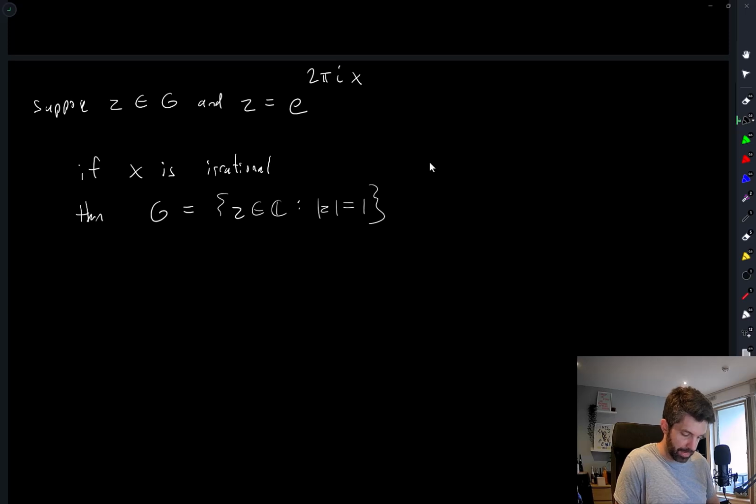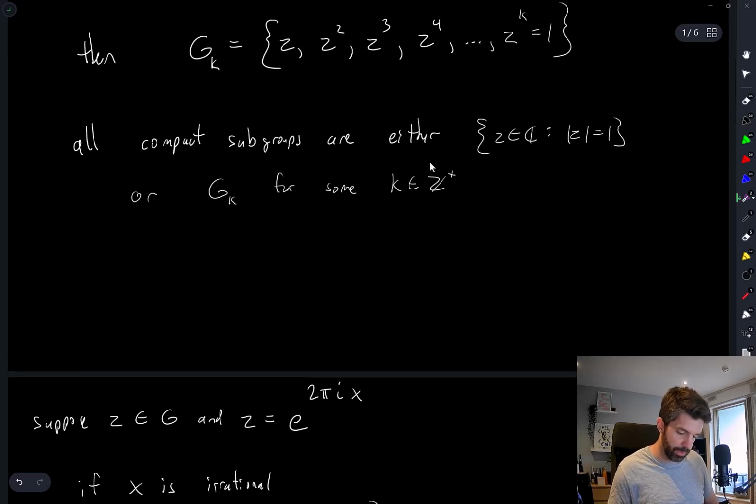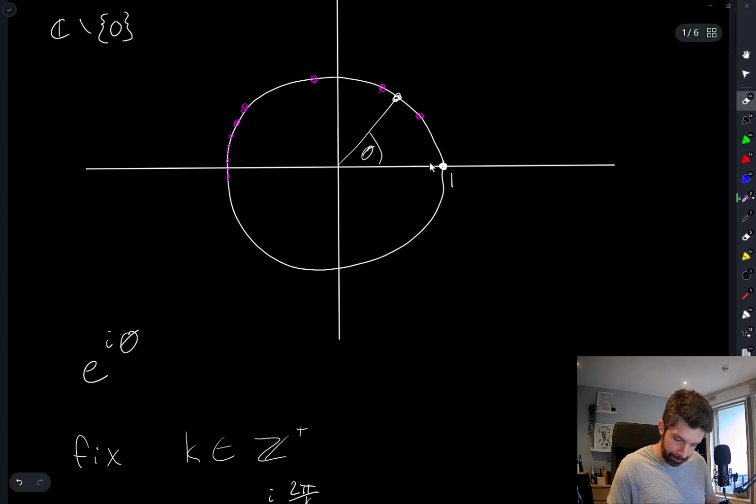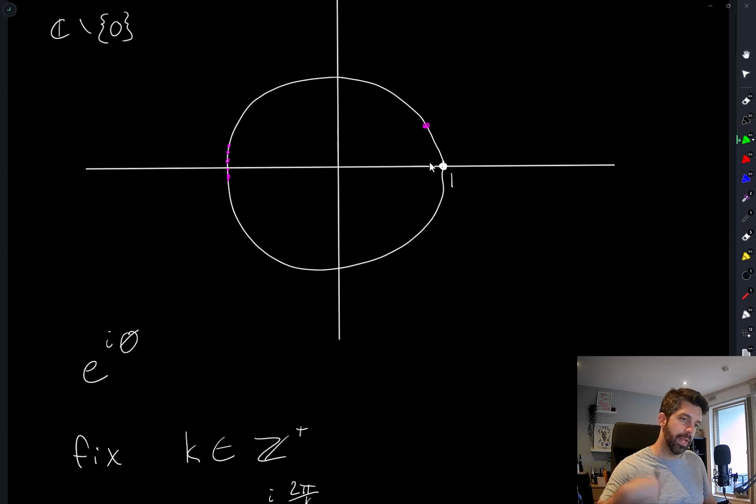Okay, if there is a single point in the subgroup where the angle is irrational, then the entire subgroup must be the circle. So here's why that has to be true. Basically, if I take this number with an irrational angle, and I take all positive integer powers of this, I will keep going around the circle and I'll never repeat. And so that will create a dense subset of the circle.